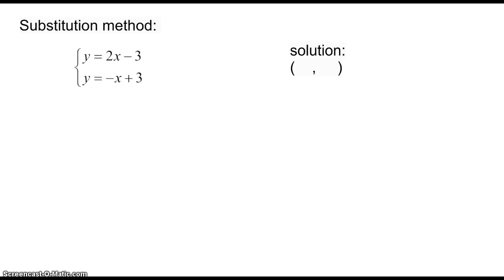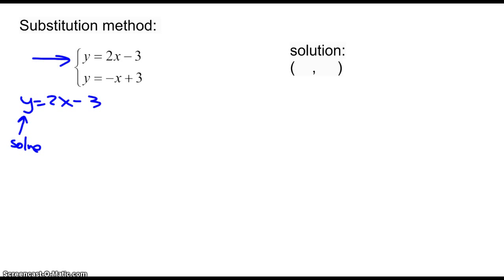Okay, substitution says this. At the intersection point, the y values match, and the x values match for both equations. And that means I can substitute one for the other. Okay, here's how that's going to work. We'll take one of the equations, for example, y equals 2x minus 3, and we'll solve it for one of the variables. Now in this case, this one's already solved for the y variable.